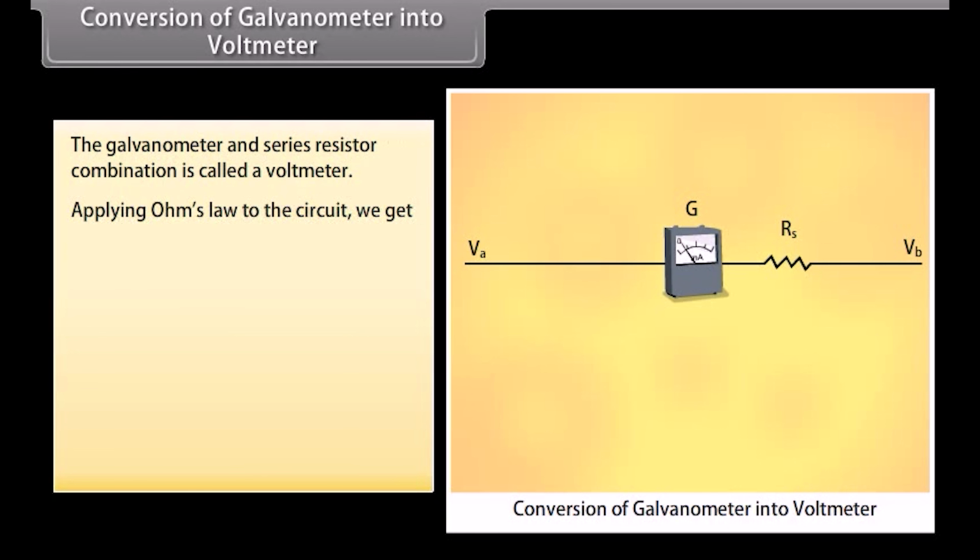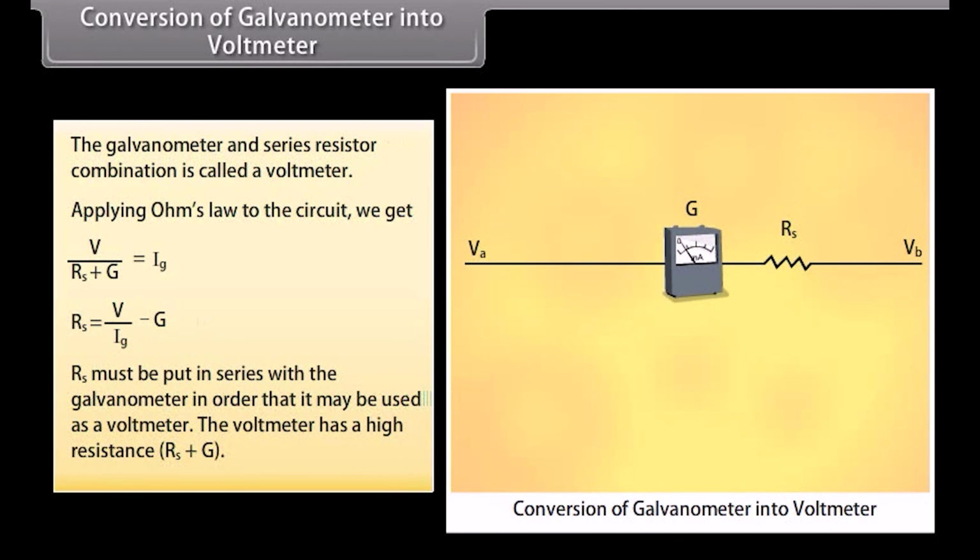Applying Ohm's law to the circuit, we get V upon (Rs plus G) is equal to Ig. It can be written as Rs is equal to V upon Ig minus G. Rs must be put in series with the galvanometer in order that it may be used as a voltmeter. The voltmeter has a high resistance, Rs plus G.